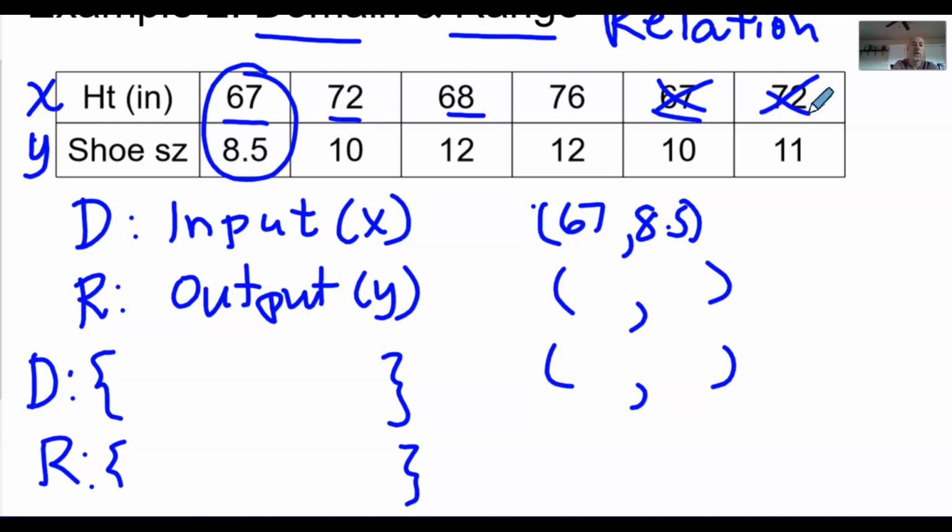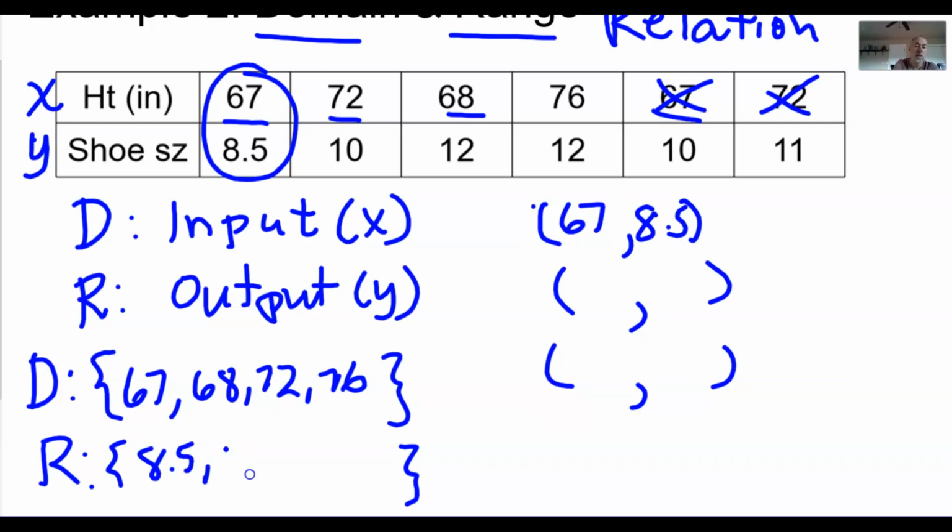So the domain would be 67, 68, 72, and 76. And the range, the output, would be 8.5, 10, 11, and 12. You don't list each of them every single time.